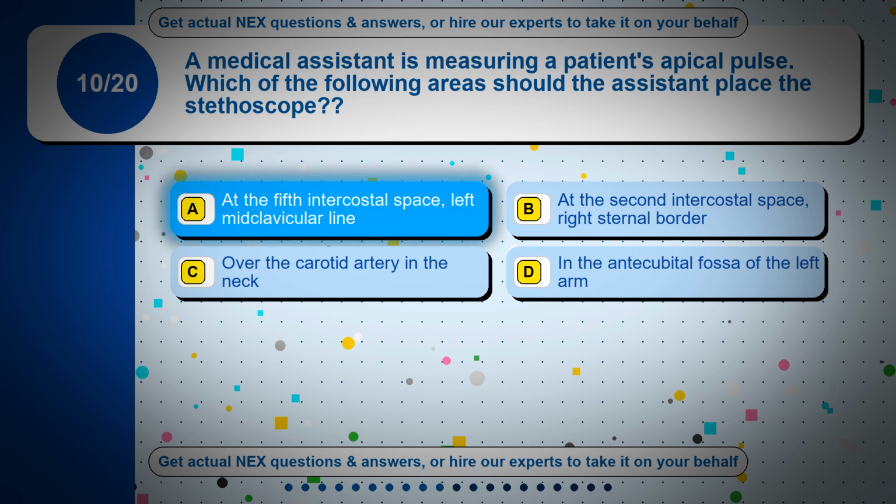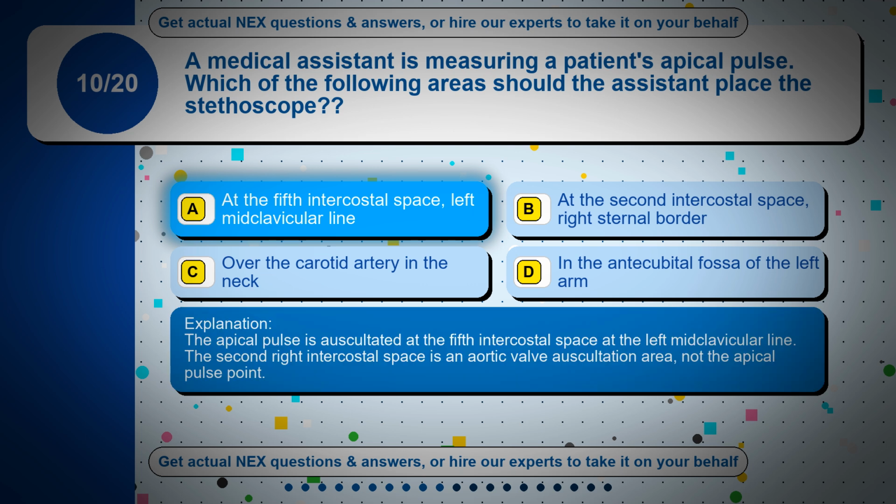The correct answer is option A. At the 5th intercostal space, left midclavicular line. The apical pulse is auscultated at the 5th intercostal space at the left midclavicular line. The second right intercostal space is an aortic valve auscultation area, not the apical pulse point.